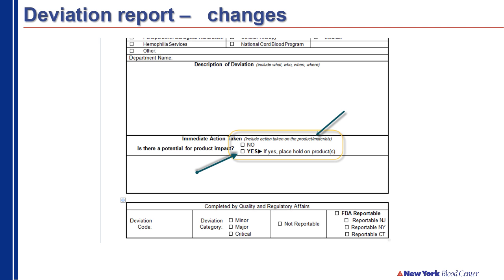Additionally, a section has been added under immediate action. Is there a potential for product impact? Simply mark off the appropriate box that applies. Pay particular attention: if yes is marked off, place the product on hold, or request that the product be placed on hold by sending an email to number quality.